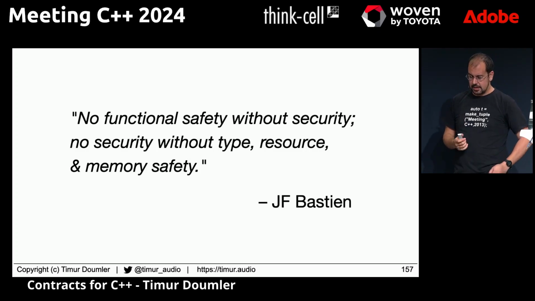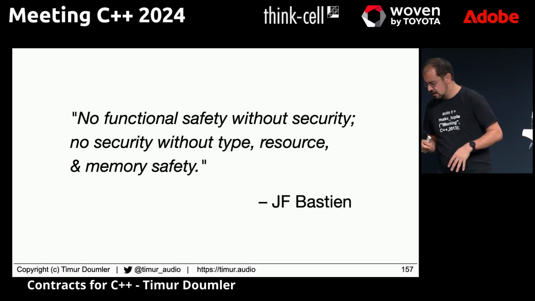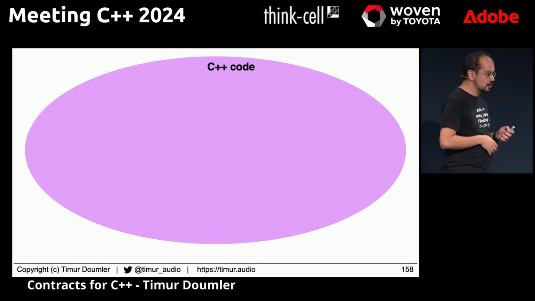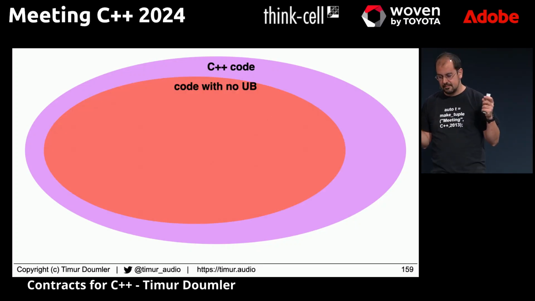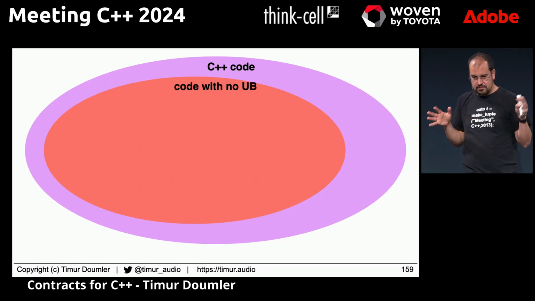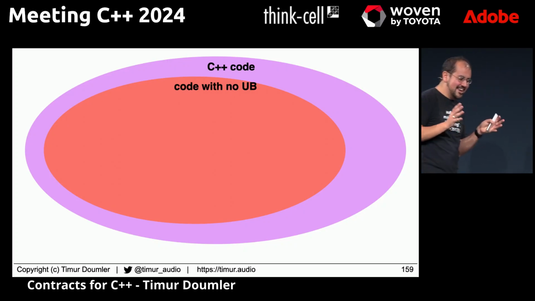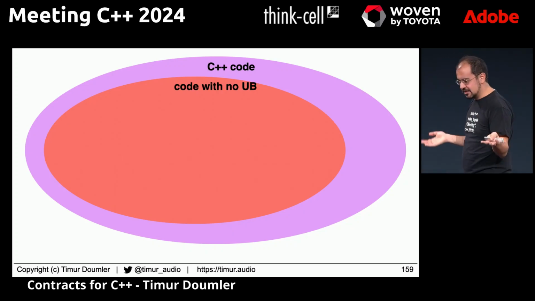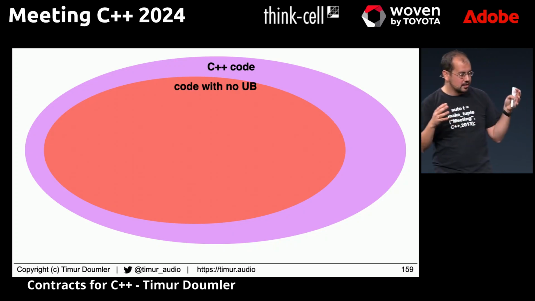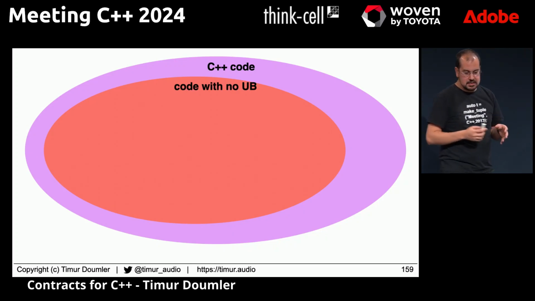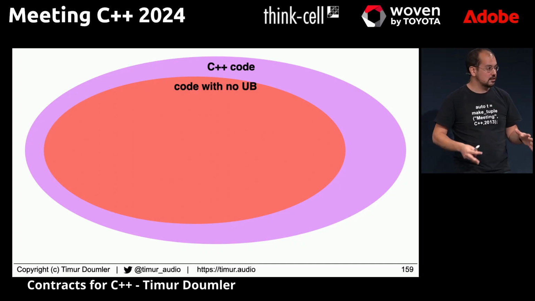I think that is a very good observation, and it gives us this kind of Venn diagram. So this is all C++ code, okay? And then there's a subset of it that has no undefined behavior. Practically, technically, this is probably very close to the empty set. But I'm not talking about things that have undefined behavior for academic reasons because the standard is weird, but undefined behavior that actually can have bad consequences, right? So there's some subset that doesn't have that, right?